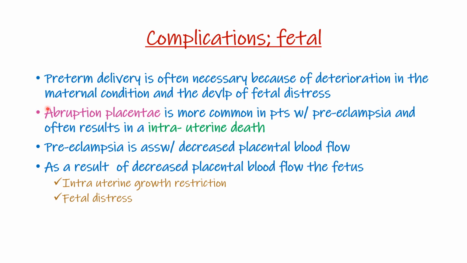Complications, again, fetal. Preterm delivery is often necessary because of deterioration of maternal condition and development of fetal distress. And then, as you said before, placental abruption is common in patients with preeclampsia and often results in intrauterine death. Preeclampsia is also often associated with decreased placental blood flow. So when you have decreased placental blood flow to the fetus, then you're going to have intrauterine growth restriction and fetal distress.